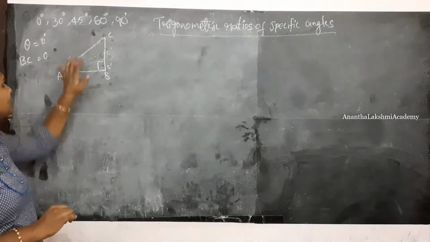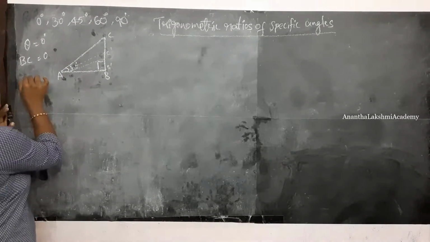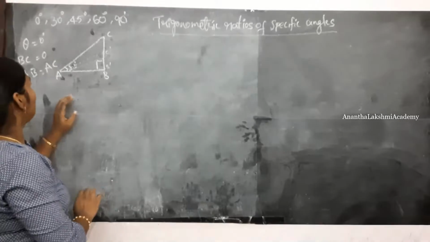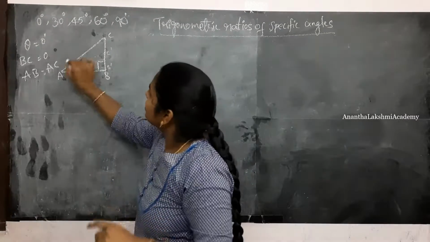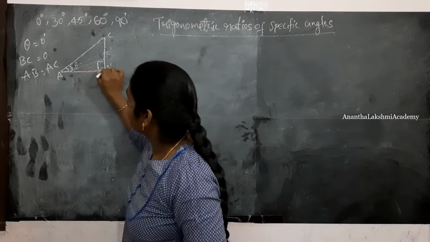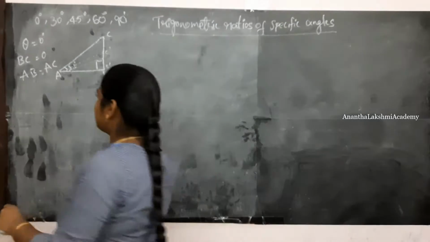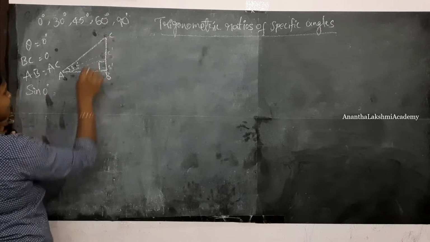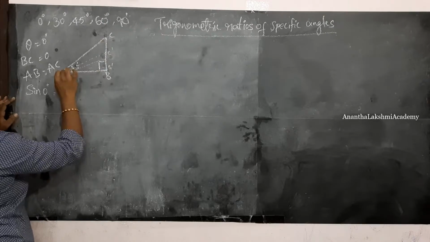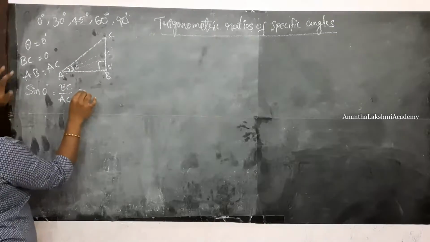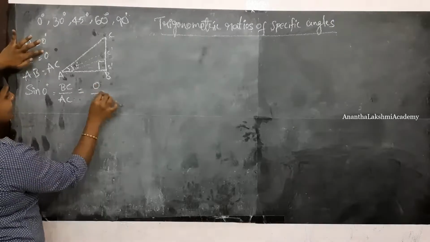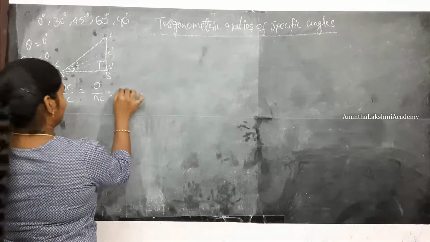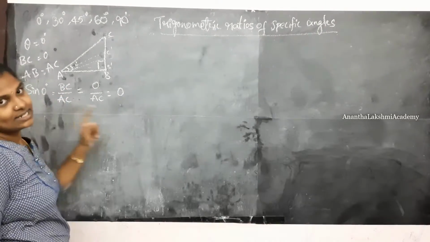What happens to AC? Now C is on B. So AB is nothing but AC. Alright? So here if you observe, since C is here on B, AB becomes AC itself. Alright? So what is sine theta now? Sine 0 is nothing but opposite BC by hypotenuse AC. What is BC? 0. AC is AB or AC, anything. But 0 by anything is 0. Hence, sine 0 is 0.